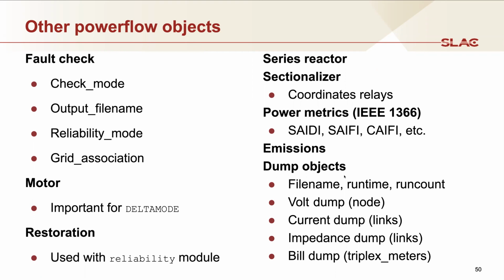So if you provide a file name, a run time, basically how often you want the dump to be done, and run count, how many times you will allow the dump to be done, then you can specify a voltage dump that will allow you to diagnose whether you've got a problem. If you're having a convergence problem, for example, voltage and current dumps can be very useful, impedance dumps as well. They can help you identify where the source of that problem is by inspecting the dump and looking for very unusual voltages, currents, or impedances.